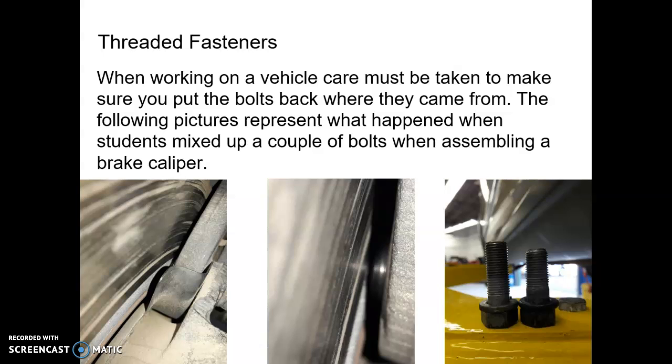When working on a vehicle, care must be taken to make sure you put the bolts back where they came from. The following pictures represent what happens when students mixed up a couple of bolts when assembling a brake caliper on a school vehicle. In the picture on the right, you can see the difference in the height of the bolts. Not much difference. When they put the bolt into the car, they put the longer bolt where the shorter bolt should have gone, and this is actually the brake rotor of the car.